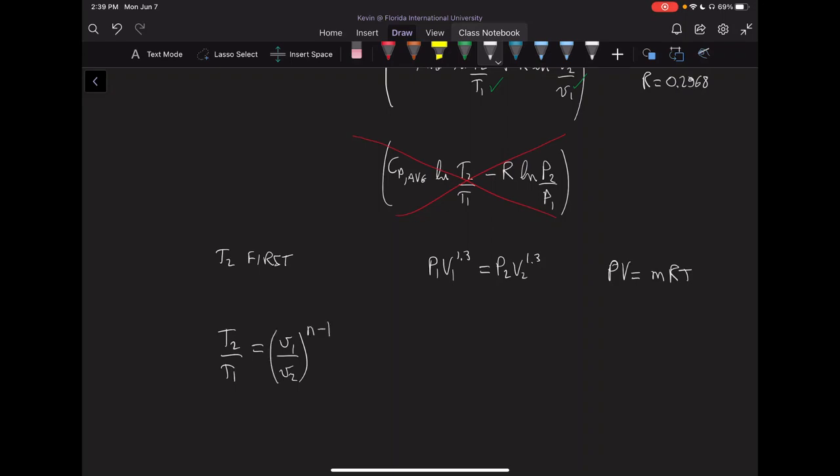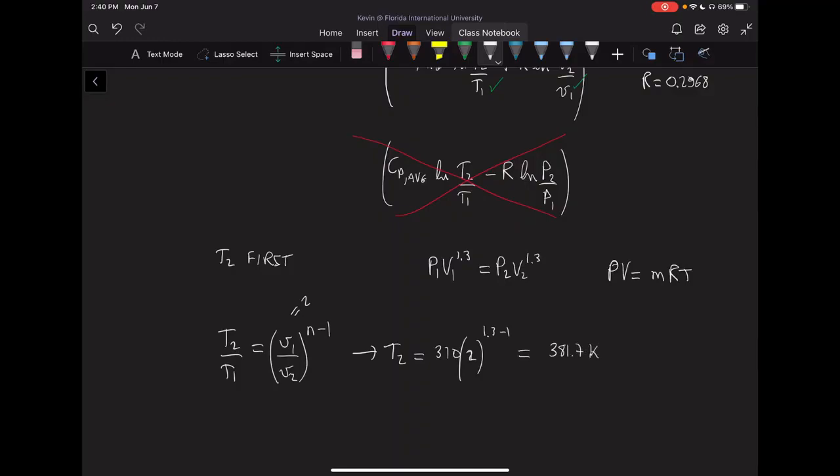You can use uppercase V or lowercase v, it doesn't matter. It would be the same thing. And this is equal to 2, and we know the value of that. We know temperature 1 and we know n is 1.3. Therefore, we can solve for T2. So T2 is equal to 310 multiplied by 2 to the 1.3 minus 1.